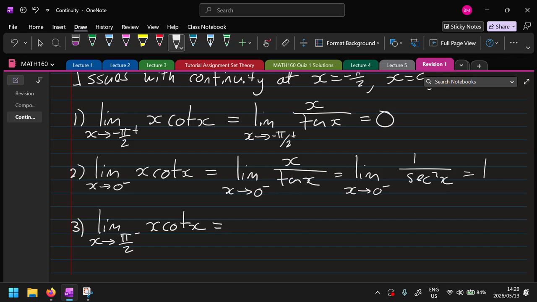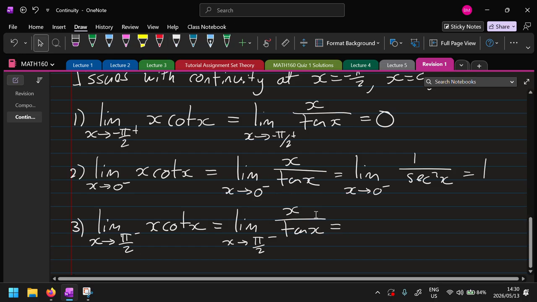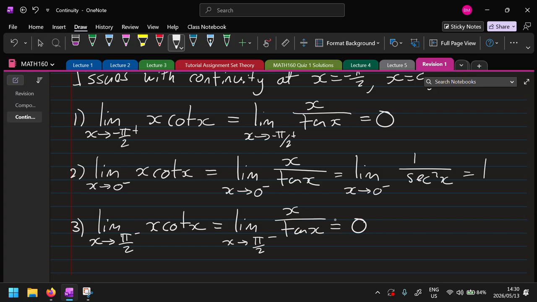Okay, so let's see what this limit gives us. The top part will be pi over 2. That's fine. What about the bottom part? Unbounded. So we have pi over 2 over infinity. What's that going to give us? 0. Good. So these were the issue points here.